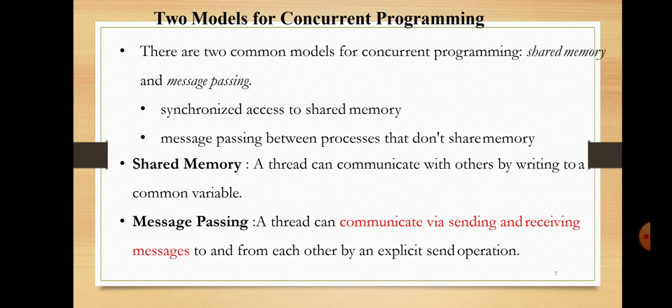Next is the model for concurrent programming, how we can implement concurrent programming. There are two common models for concurrent programming. First one is shared memory and second one is message passing. Shared memory means synchronized access to shared memory.